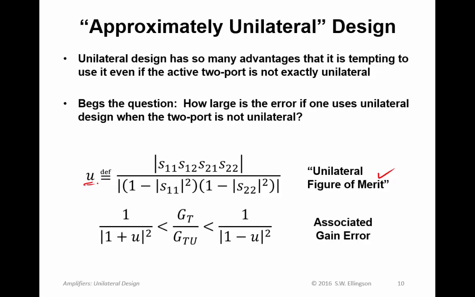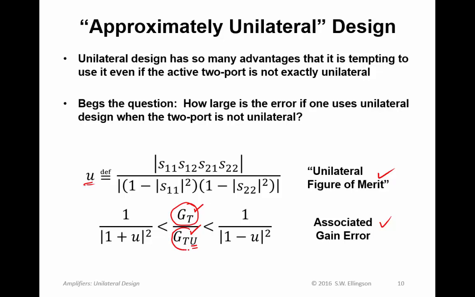The way it works is that we can use that to calculate the associated gain error. And the way we characterize gain error is as the ratio of the actual transducer power gain to the transducer power gain if we assume it's unilateral, or if it actually is unilateral. So this is the actual TPG.